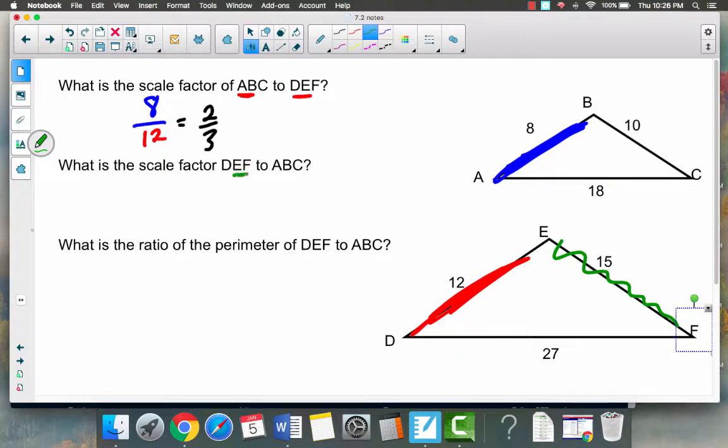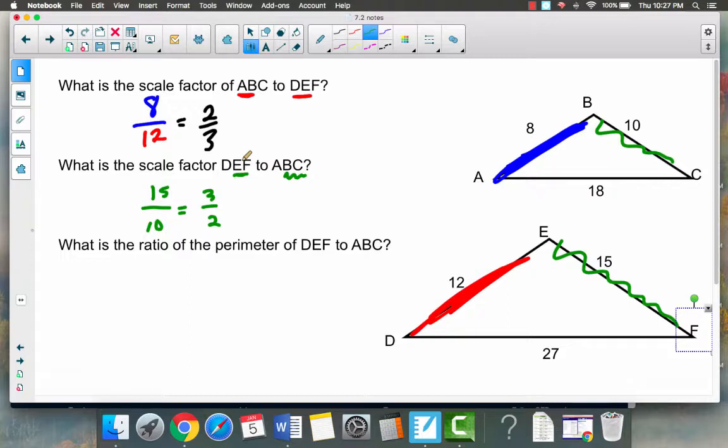So let's say I want to work with EF. Well, EF is here, so that's going to be the 15 on the top because that came first. And then that means it'll have to match up with BC. Well, BC is 10. So now if I reduce our fraction, both can be reduced by 5, we get 3 over 2. So notice it's the same fraction as the first one, just flipped around because I flipped the order of my two triangles. So what this means is that the triangle DEF is 1.5 times larger than ABC because it's a fraction bigger than 1.